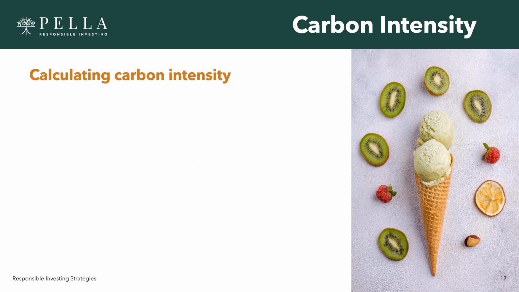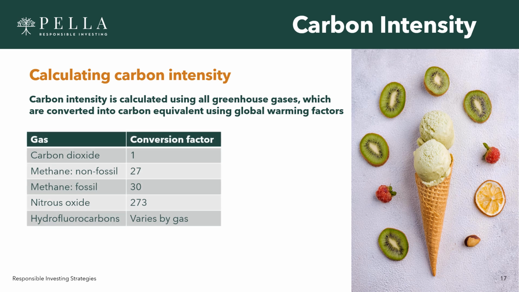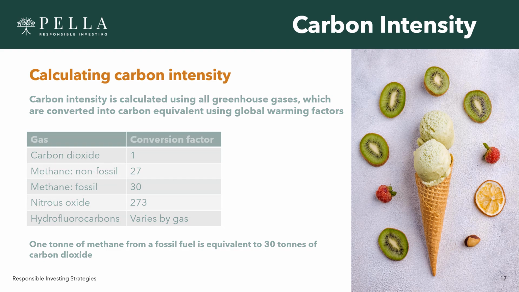While this measure is called carbon intensity, its calculation includes more than just carbon dioxide. Other greenhouse gases, such as methane, nitrous oxide, and fluorinated gases, are also included. These gases are converted into carbon dioxide equivalents using global warming potential factors, which are illustrated in this table. For example, 1 ton of methane is equivalent to about 30 tons of carbon dioxide.